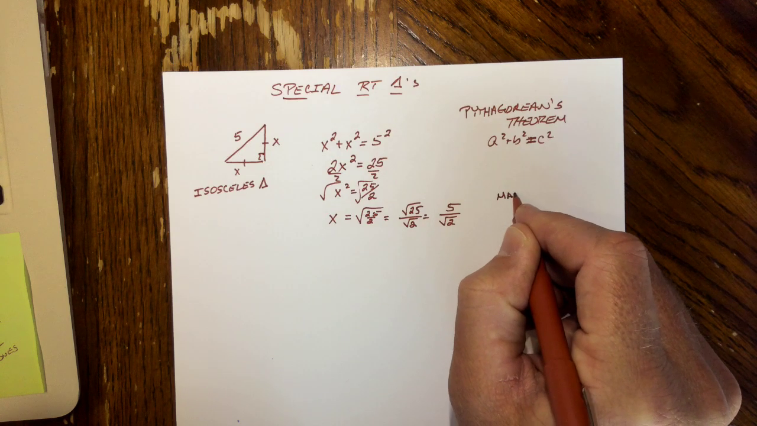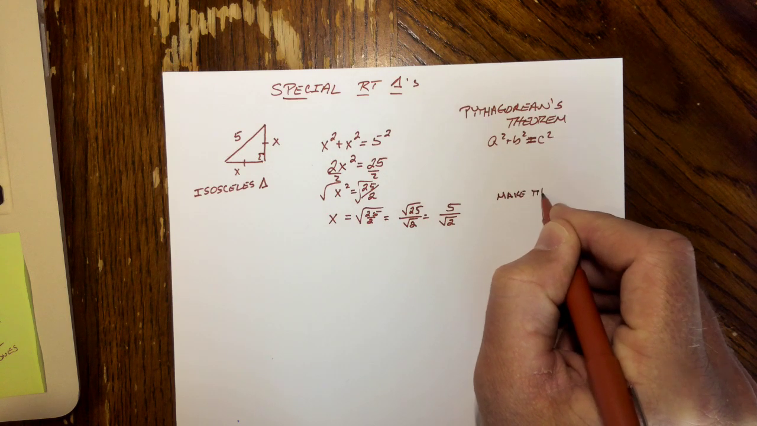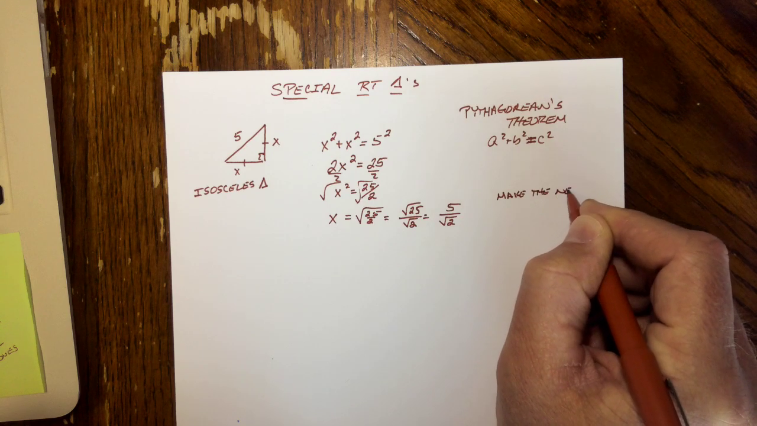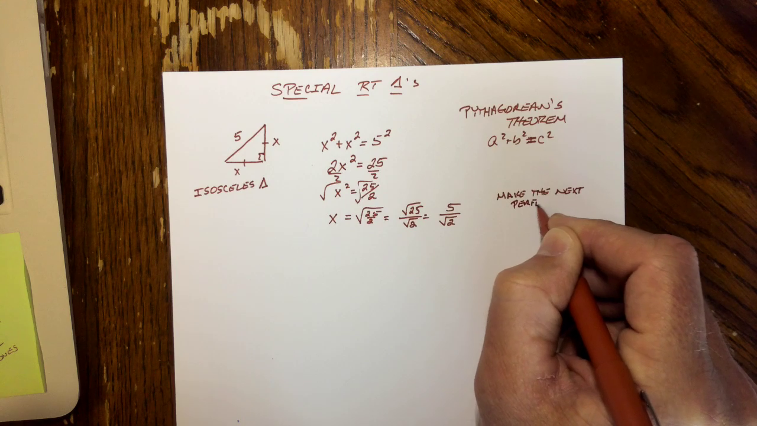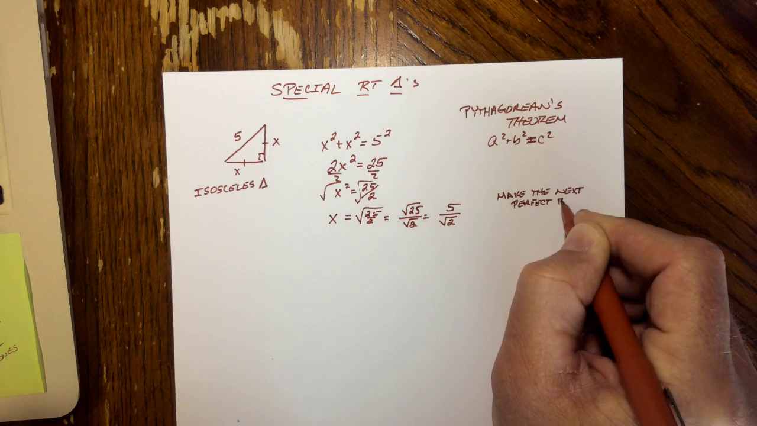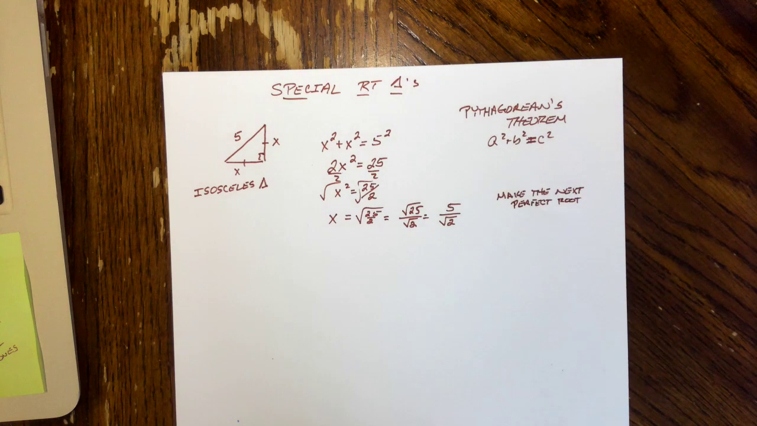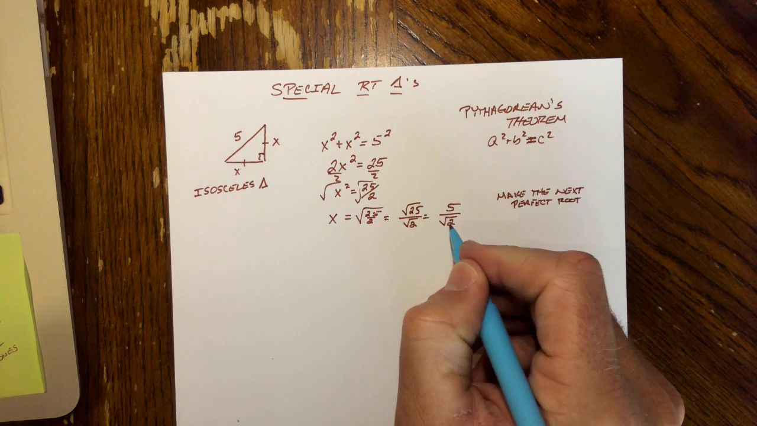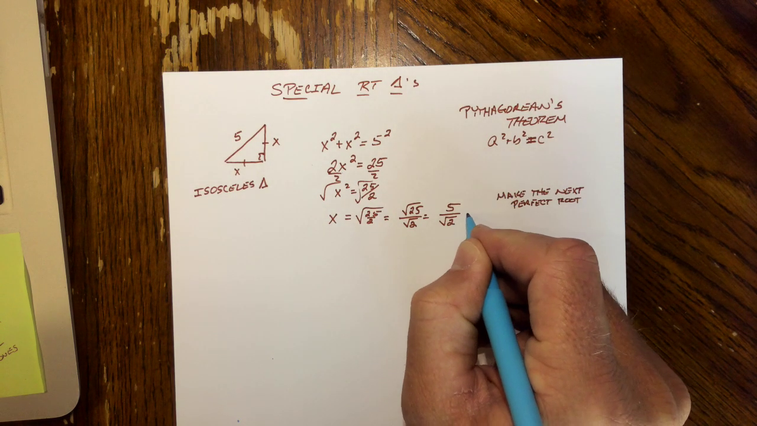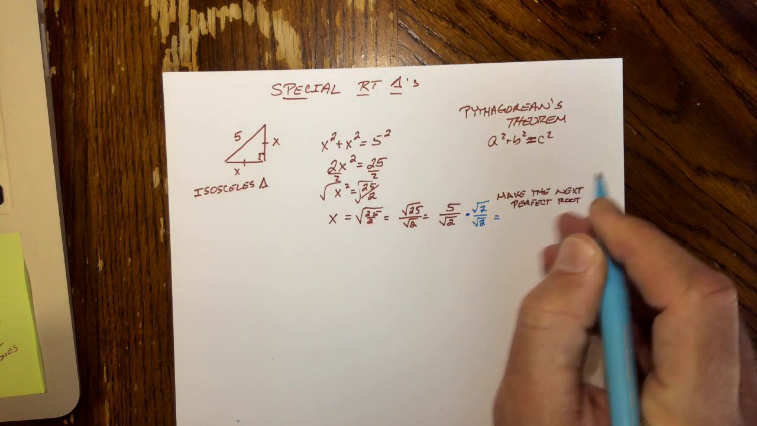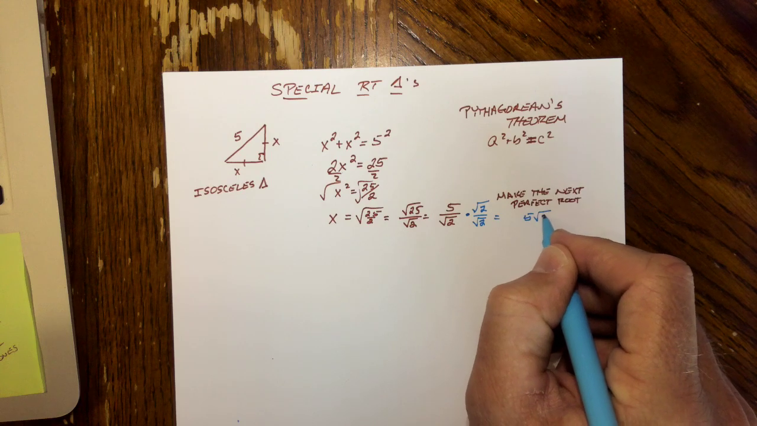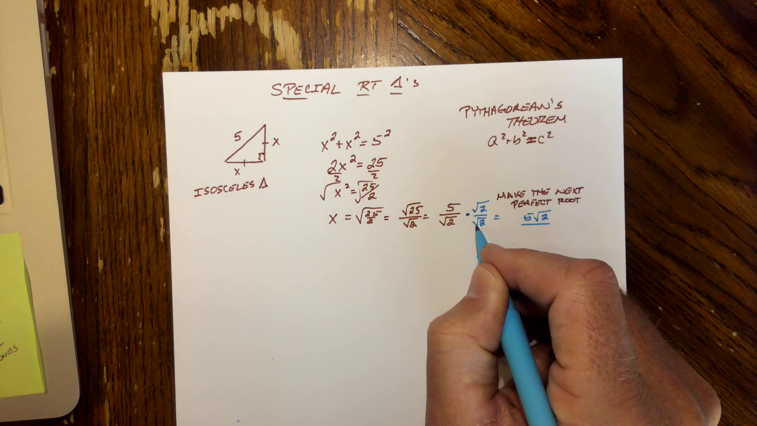Make the next perfect square. I'm going to rephrase that so when you get into algebra 2, you can use it. Make the next perfect root. In this case, it'll be a square. So what do we do? To rationalize this denominator, I know the next perfect square will be 4. So we do this. Gives us 5 radical 2 over square root of 2 times the square root of 2.